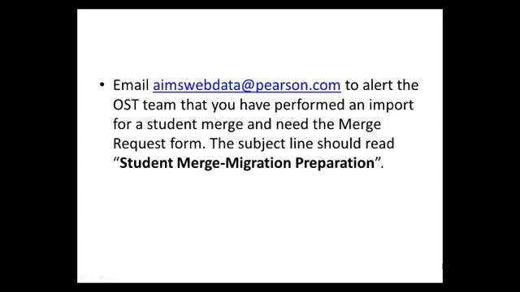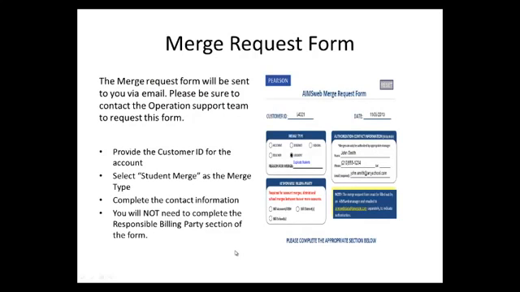After you import the file into the AIMSweb system, email aimswebdata@pearson.com to alert the OST team that you have performed an import for a student merge and need the merge request form. The subject line should read Student Merge Migration Preparation. The merge request form will be sent to you via email. When you receive this, provide the customer ID for the account, select Student Merge as the type of merge, complete the contact information, and you will not need to complete the Responsible Billing Party section of the form.